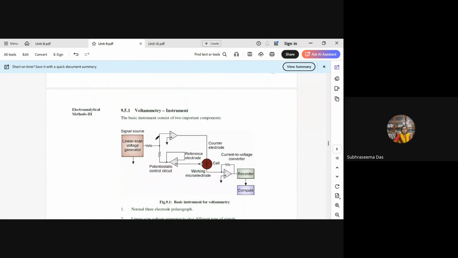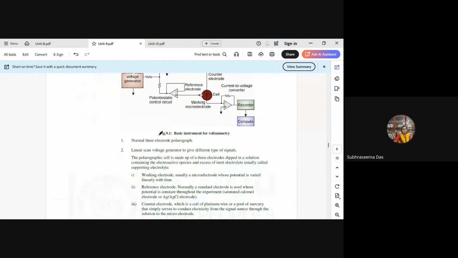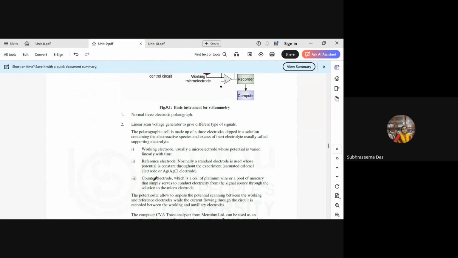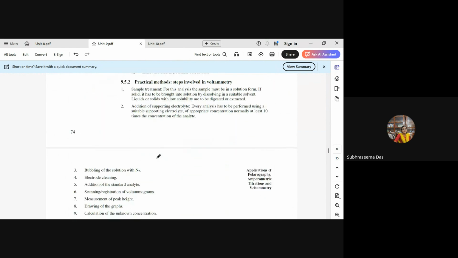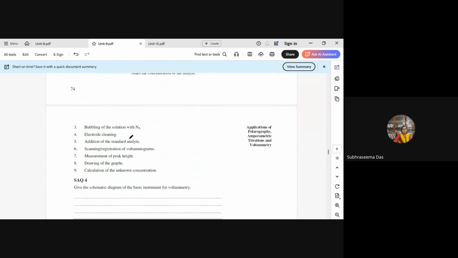This is the basic instrument of voltammetry that we have seen. It consists of a three-electrode arrangement: the linear scan voltammeter, working electrode, reference electrode, and counter electrode. The potentiostat allows us to impose the potential difference, and the computer attached to it measures the CV curve. So the practical steps involved in voltammetry: first is sample treatment, that is, it should always be taken in solution form. Then addition of the supporting electrolyte, bubbling of nitrogen through the solution, electrode cleaning, addition of the standard, measurement of the peak height, then calculation of the unknown concentration.